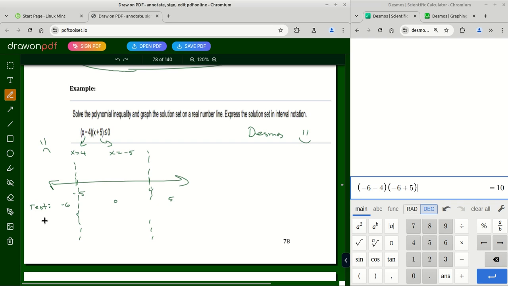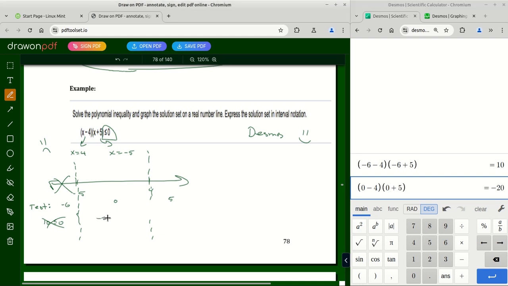So I'm saying that my 10 is less than or equal to 0. You see that right there? Less than or equal to 0. Is 10 less than or equal to 0? No. So this does not work. Let's test the next one. So I'm going to do some zeros. So now I got 0 minus 4, 0 plus 5, -20.